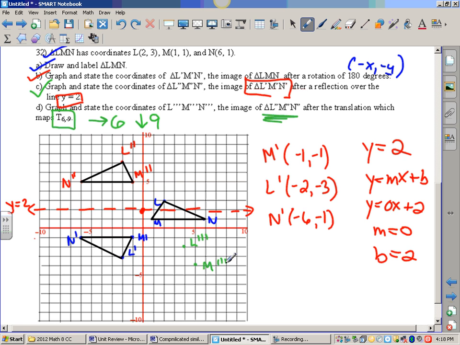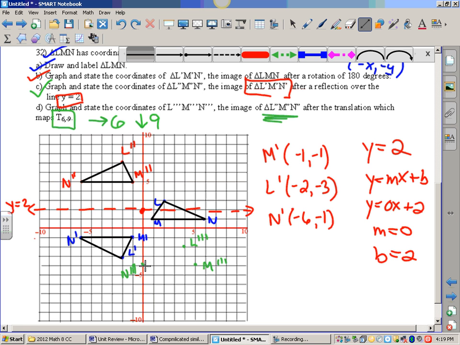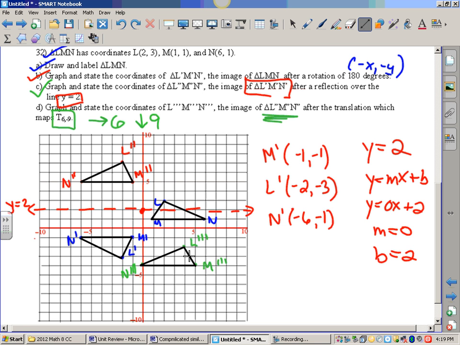M triple prime. Put your pen on N. 1, 2, 3, 4, 5, 6. 1, 2, 3, 4, 5, 6, 7, 8, 9. There's your N triple prime, and we are all done. You get a congruent triangle. None of these triangles are at all different. They're just in different positions. They're all congruent. The corresponding angles are the same. The corresponding side lengths are the same. You have not changed them because you did not complete a dilation. They're all rigid transformations. You're set.